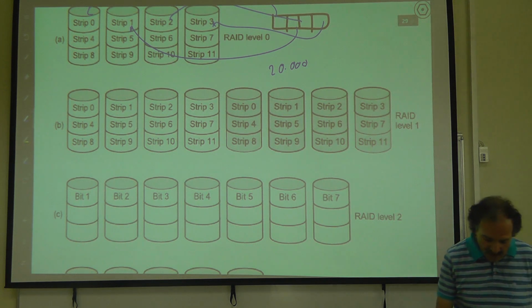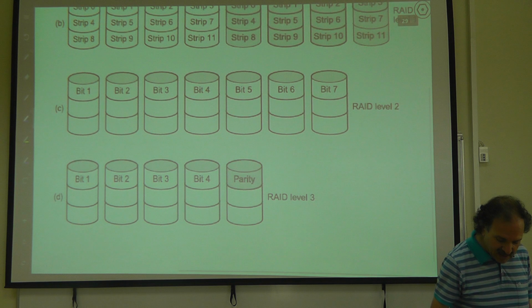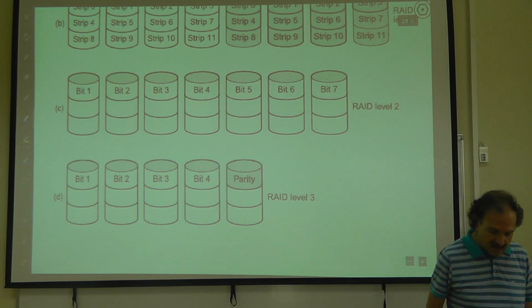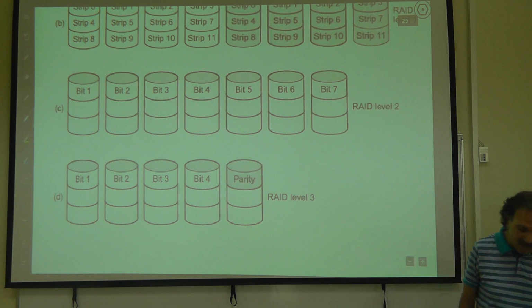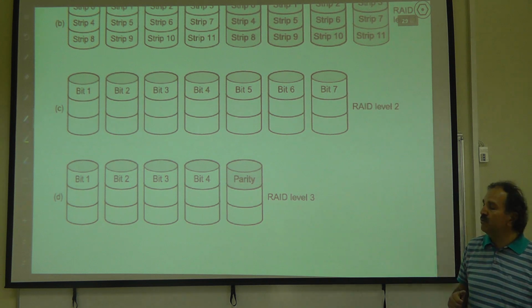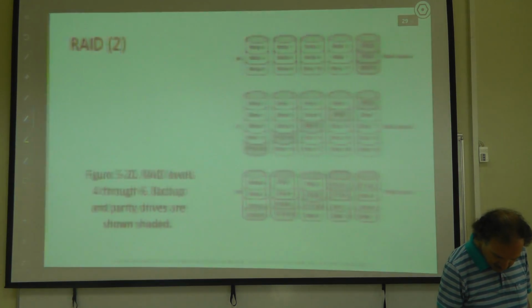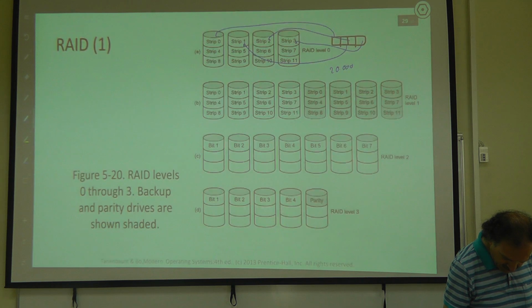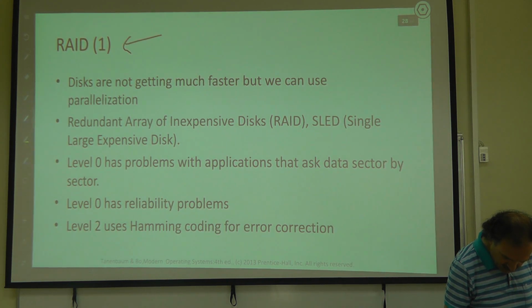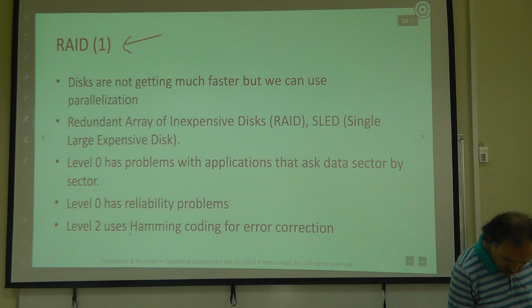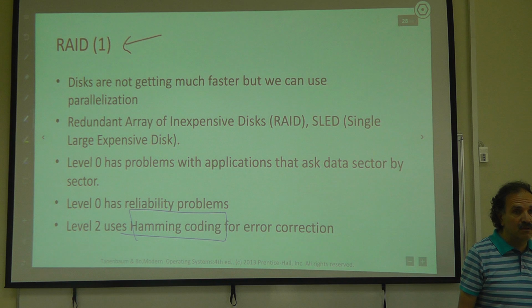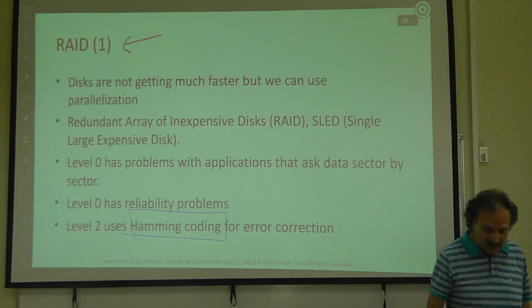For some cases, they don't keep the exact copies, but they write the bits on different drives. Each bit is written to a different drive, but you use Hamming code. Do you know what Hamming code is? Did you hear about this? It's a data recovery technique actually.